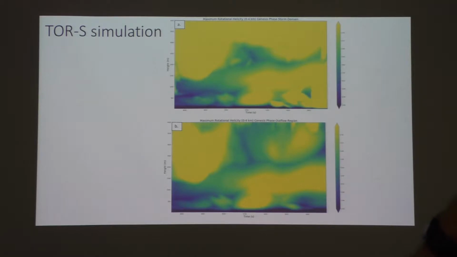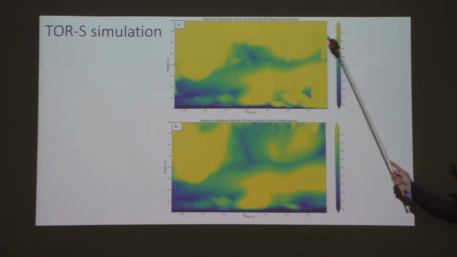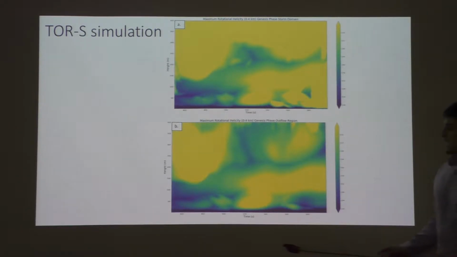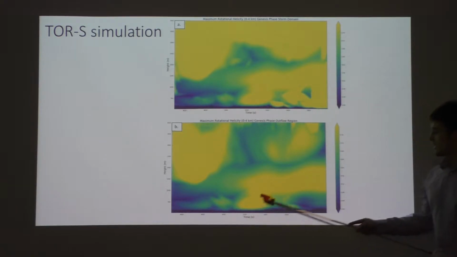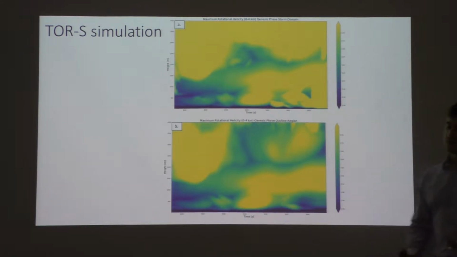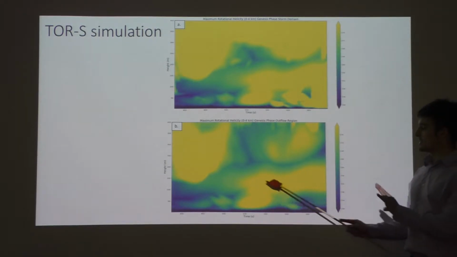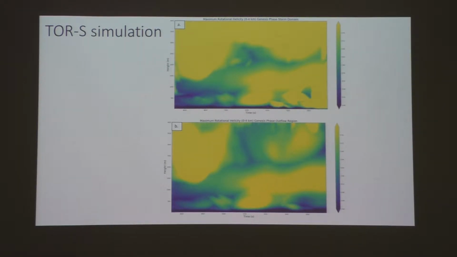So this is rotational helicity. We are looking at the genesis phase of the TOR-S simulation. In the top panel, we have the full storm domain, and in the bottom panel, we have just the outflow domain. What is interesting and immediately apparent when looking at this data is that there is an obvious upward development of rotational helicity around about 5,200 to 5,400 seconds, which is right in the time of genesis of the TLV in the simulation.